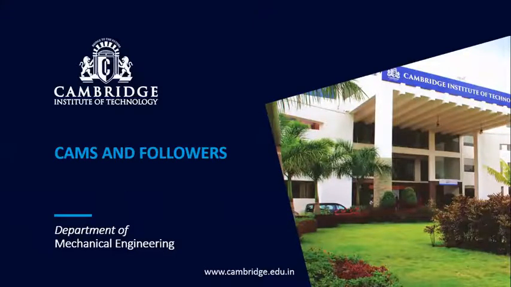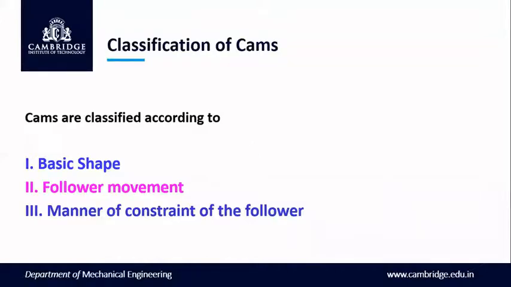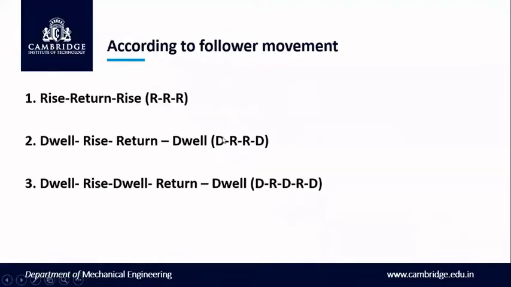In the last video, we completed the topic Introduction to CAMS and types of CAMS. We know that CAMS are classified according to basic shapes, follower movement, and manner of constraint of the follower. In the last video, we completed the classification according to basic shapes. Let us move on to the next classification.